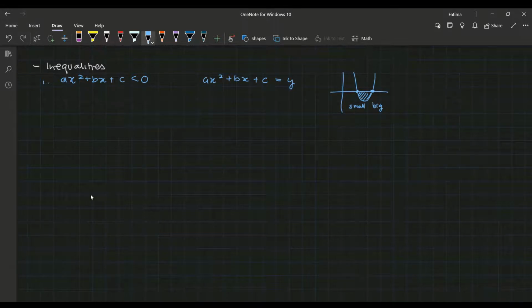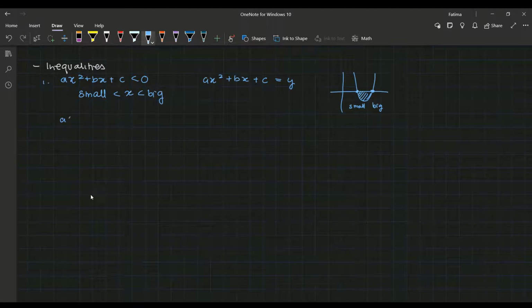And we can write that inequality as small less than x less than big. This inequality basically means all of the x values that lie between our small value and our big value of x, because those values are the ones that correspond to a y value that is less than 0.